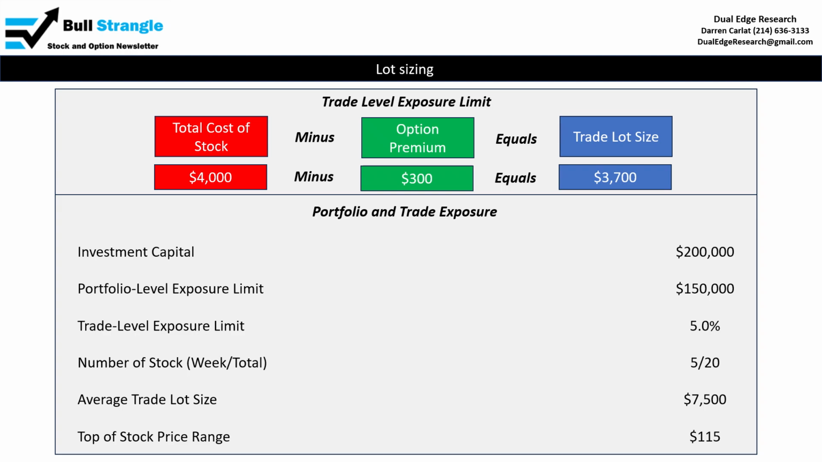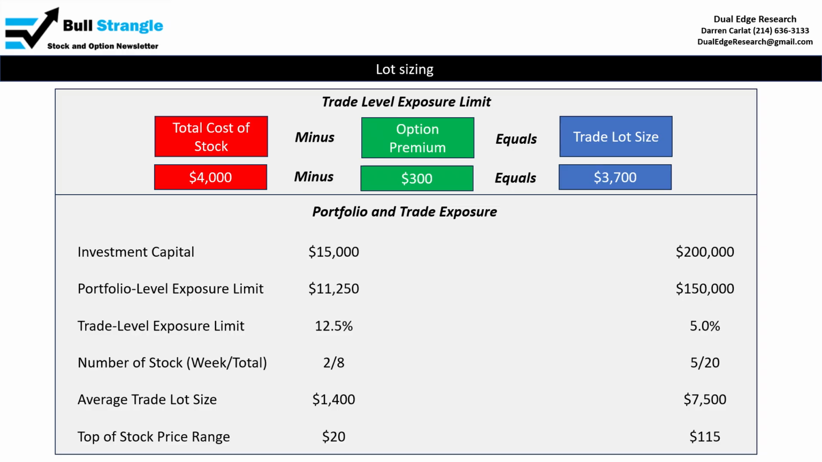Now, let me go ahead and just jump to the other end of the range. Let's say you have a $15,000 capital amount. 75% of that gets you to $11,250. Your trade level exposure limit would be 12.5%. Now, this is a little bit higher than what I would normally recommend. You'll see on my risk rules, I have the range between 5% and 10%. Of course, this would be a little higher than that.